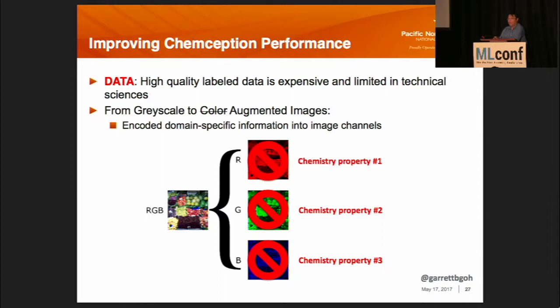So Chemception is doing pretty okay, but I think it could be doing better as well. And one thing that's pretty obvious from the data set, which is extremely limited, is that getting a large number of high-quality labeled data is very expensive in chemistry, because we have to hire people, we have to pay them money, we have to buy really expensive research equipment. And so data is one of the problems that we have.